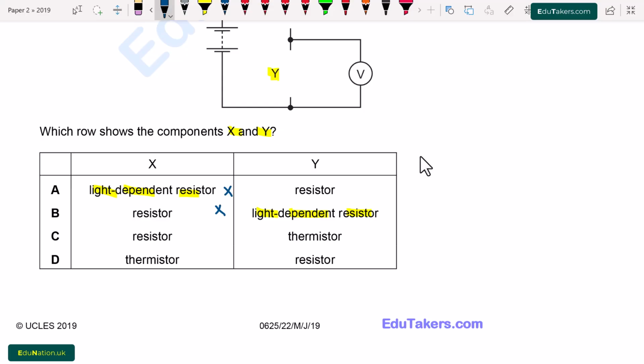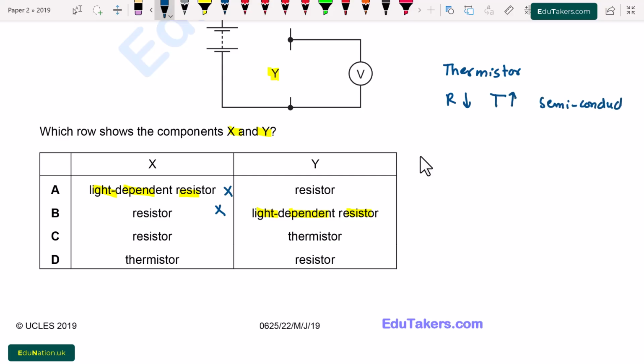Thermistor is basically a device whose resistance decreases with the increase in temperature for the semiconductor. I write here: thermistor, its resistance decreases with the increase in temperature for the semiconductors.